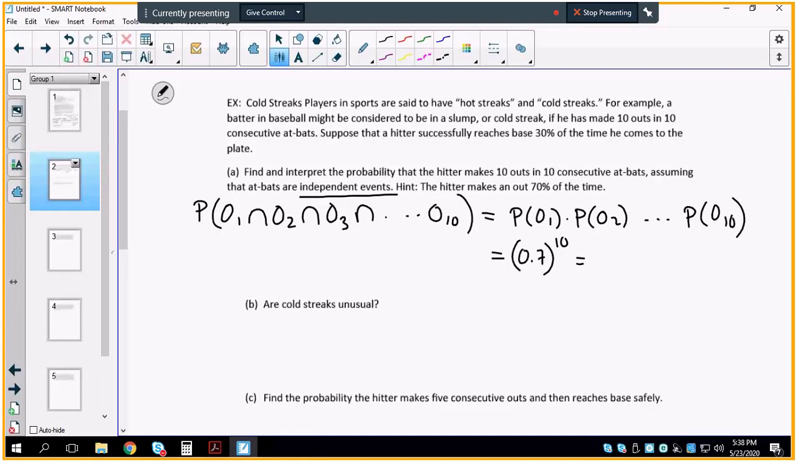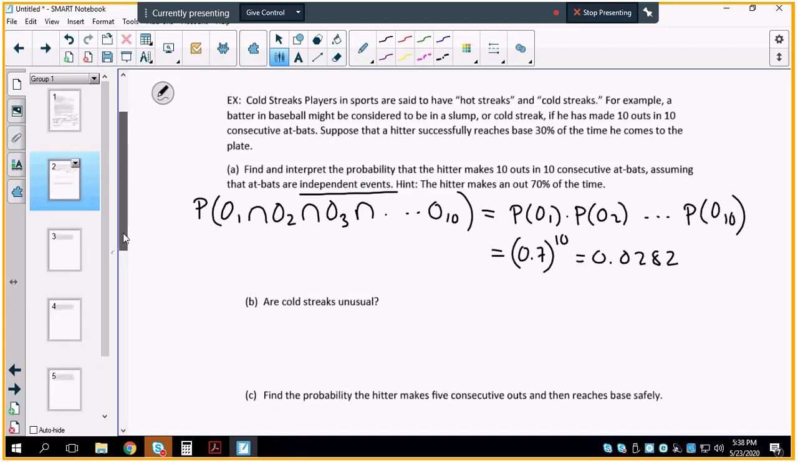So this is 0.0282. Change it to percentage for answering the next question. So probability wise, we're done. We're done with the first question.